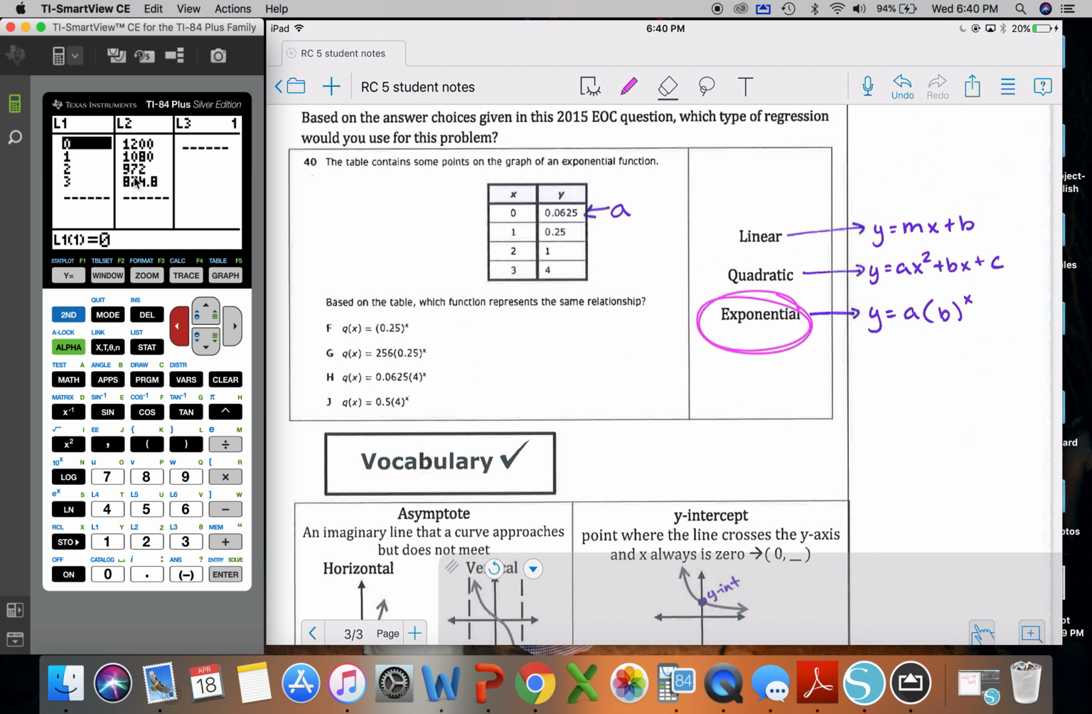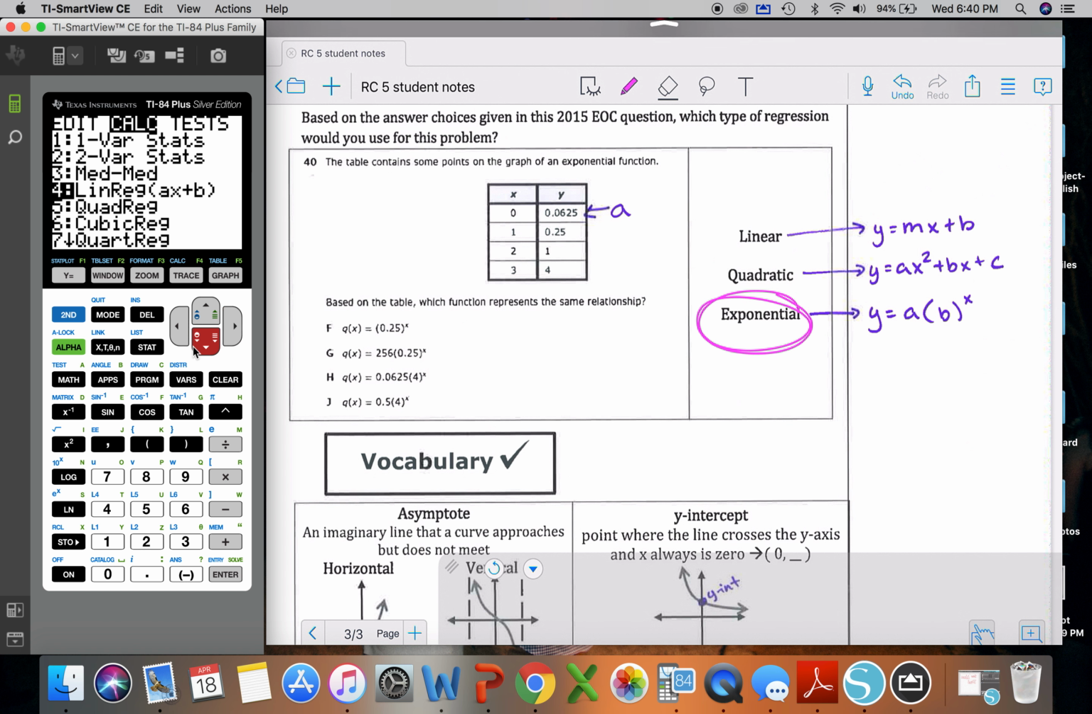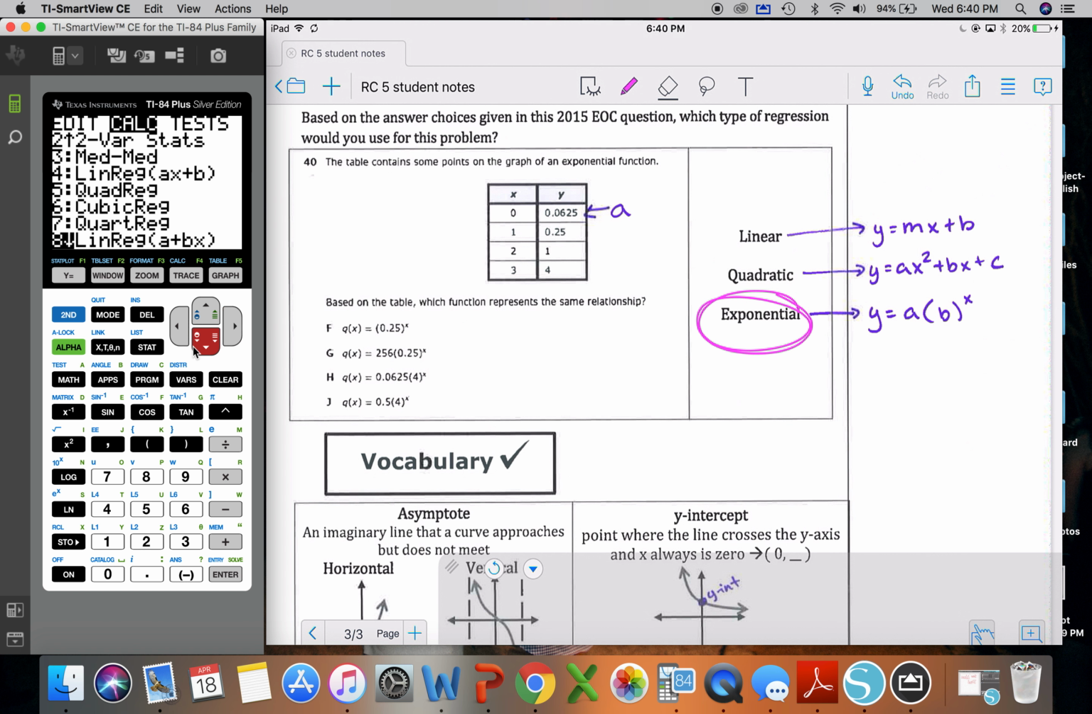So in my table, x is 0, 1, 2, and 3. I already have that, so I'm just going to replace y here with 0.0625, 0.25, 1, and 4. Remember that we press enter behind each entry. And again, we've just looked and said that all of my answers are exponential, so there's no point in running linear or quadratic.